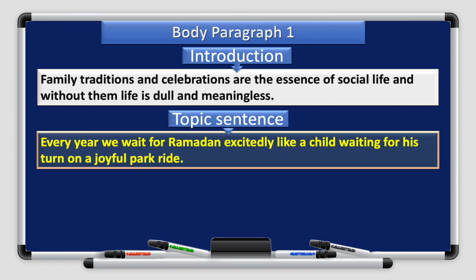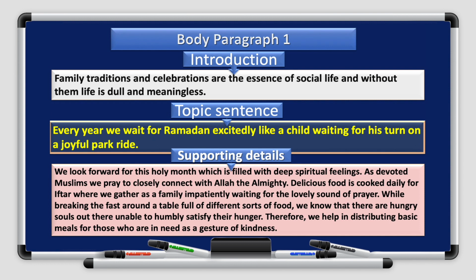We introduce our first idea in our first body paragraph. And this could be, every year we wait for Ramadan excitedly, like a child waiting for his turn on a joyful park ride. Do you see the comparison here? How I compared our wait for Ramadan to a child waiting on a joyful park ride. Now I'm going to support my idea here. Let's read the supporting details.